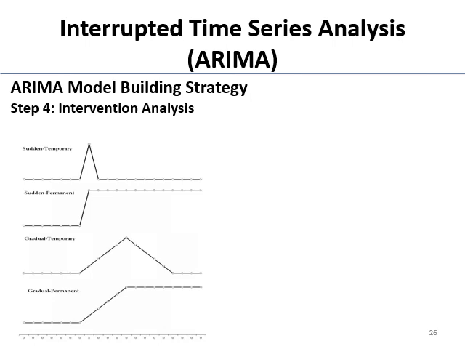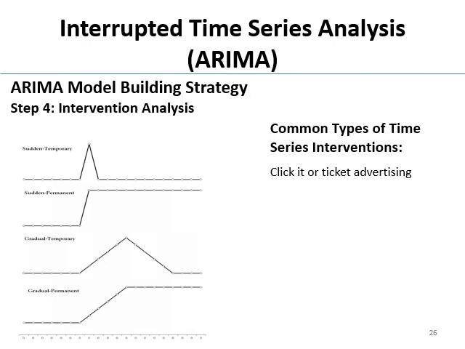So your interventions in ARIMA don't have to just be on-off. There are multiple ways of modeling interventions in ARIMA. So you can have what are called sudden temporary effects. Sudden temporary effects are things like that Click It or Ticket advertising they do, where they have the signs on the freeway saying, you know, Click It or Ticket, buckle up. Those are known to have a temporary effect. Seatbelt use is sort of scooting along, and then it hits Click It or Ticket month, and it pops up because everyone's scared they're going to get a ticket. And then after those signs disappear, it drops back down to normal again.